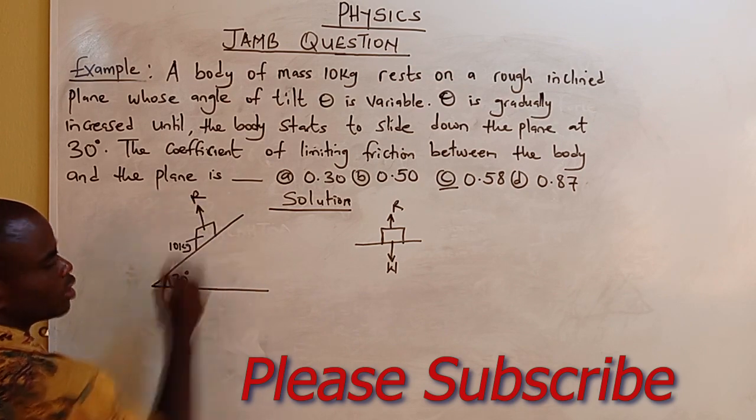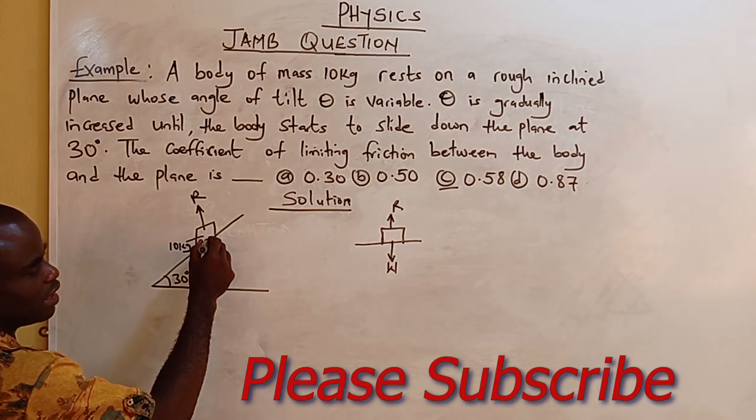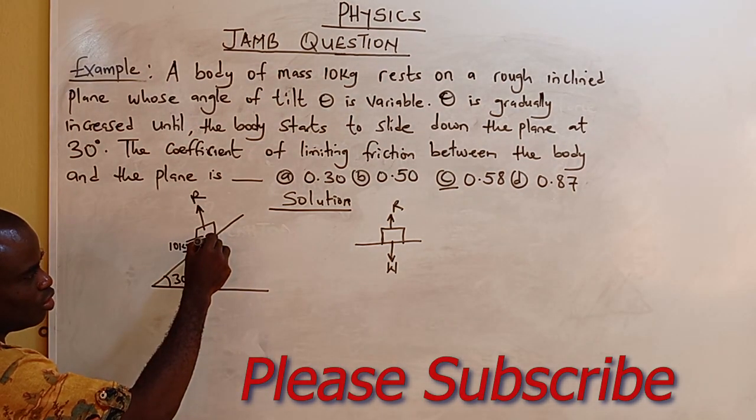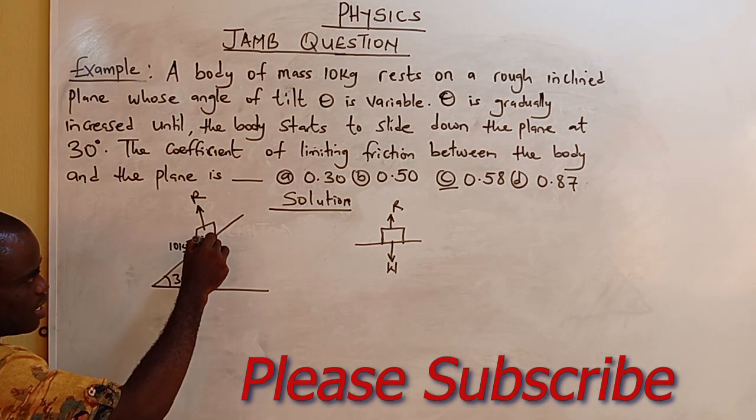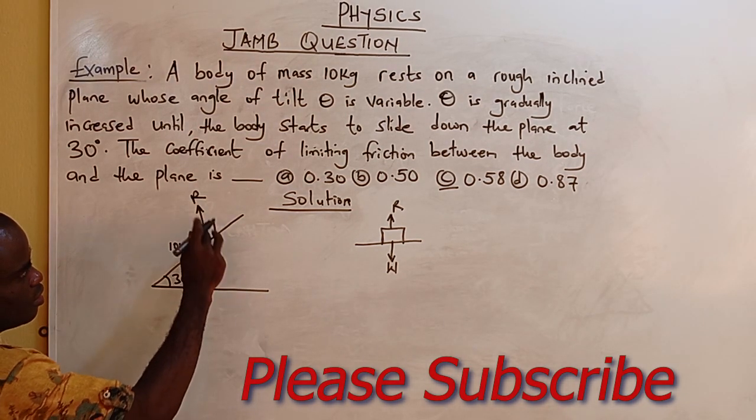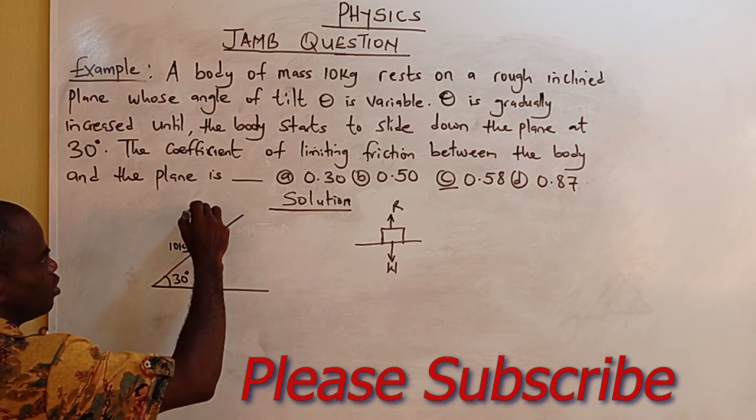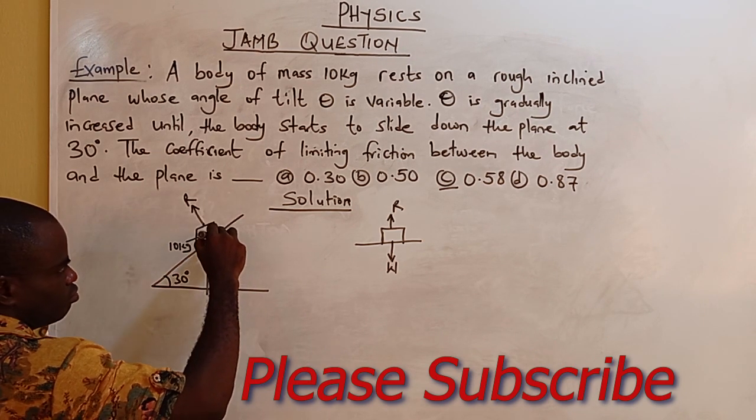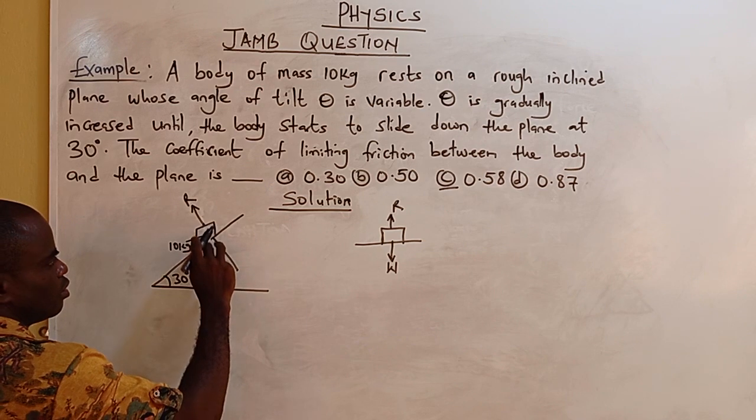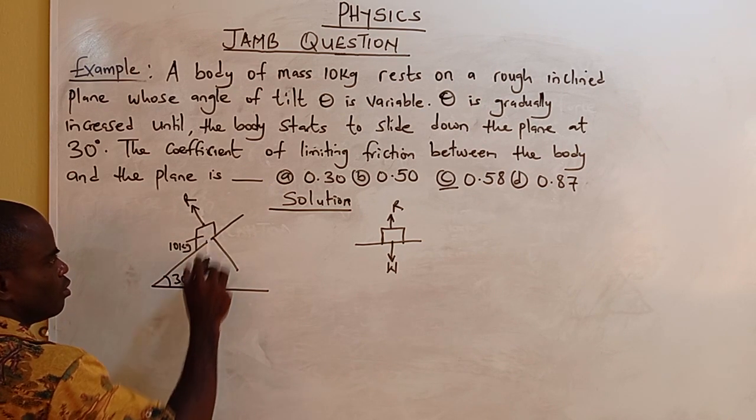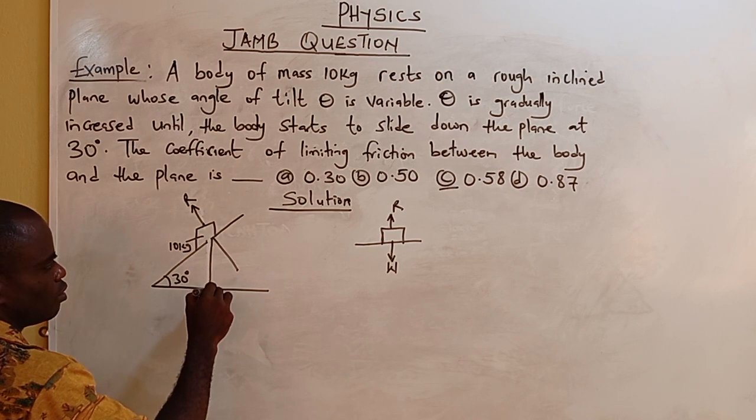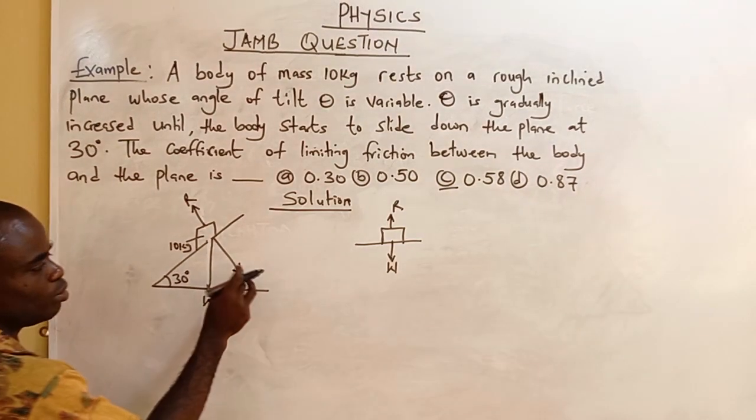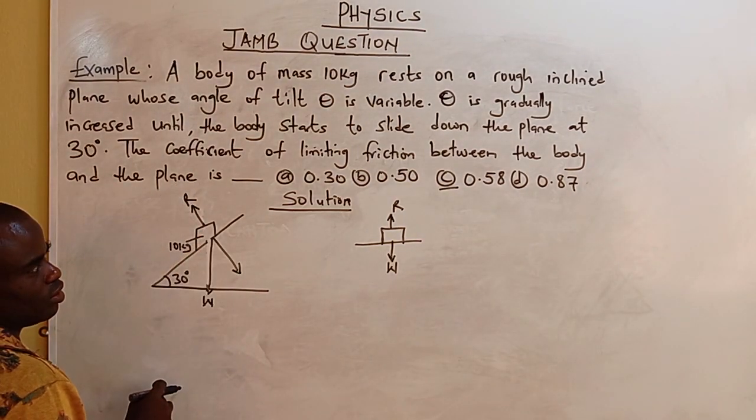The normal reaction acts upward, but because of the slanting hypotenuse, the normal reaction acts in a slant way. This is the weight. But normally it's supposed to be directly opposite to the normal reaction.